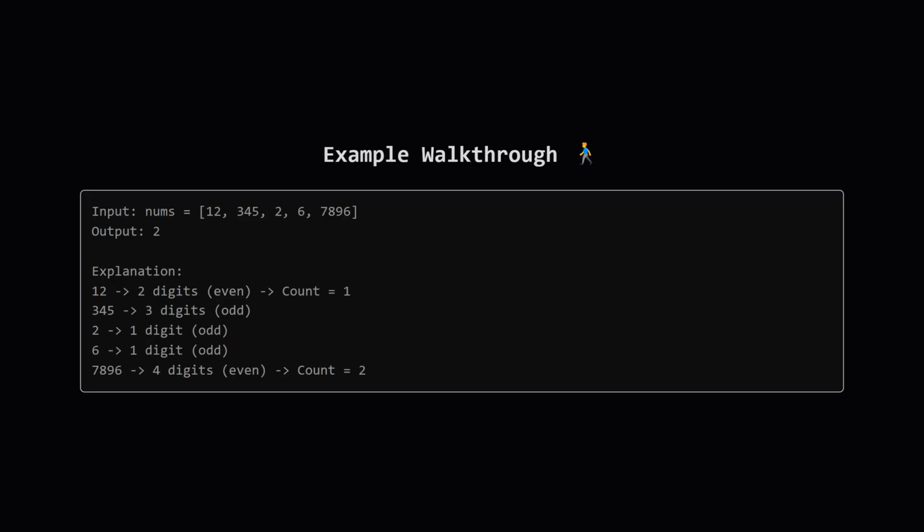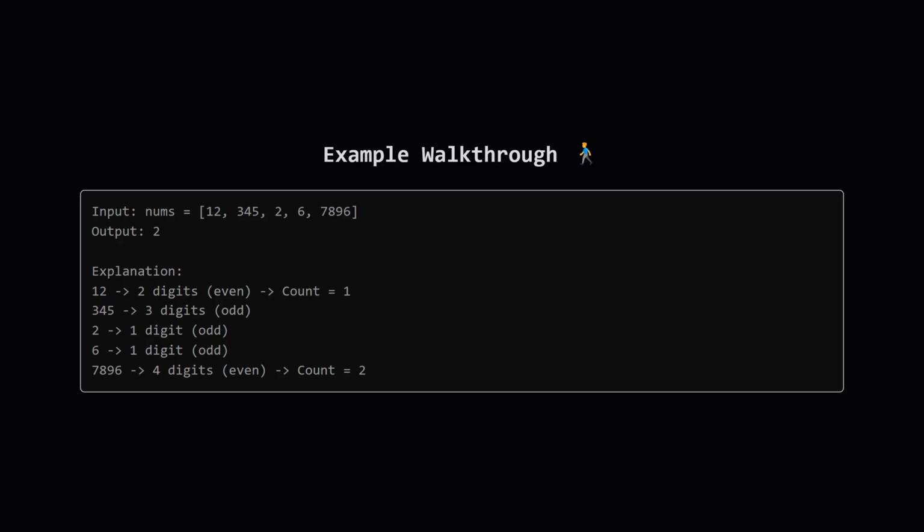Okay, first number, 12. How many digits? 1, 2, 2 digits. Is 2 an even number? Yep, so we increment our count. Our count is now 1. Next, 345. That's 1, 2, 3 digits. Is 3 even? Nope, it's odd, so we don't change the count. Next is 2. That's just 1 digit. Odd. Next is 6. 1 digit again. Odd.